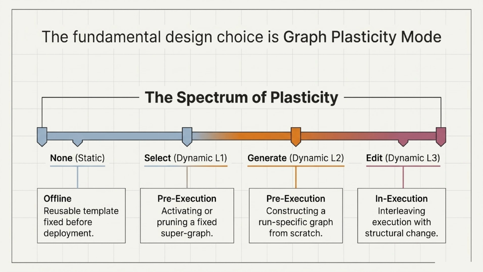This brings us to a fundamental design choice: graph plasticity mode. This represents the spectrum of how much your workflow structure can change at runtime. On the far left, we have none or static, where templates are fixed offline before deployment. Moving to the right, we introduce dynamic layers: select for activating or pruning a fixed supergraph, generate for constructing a bespoke graph from scratch, and finally edit for interleaving execution with structural changes on the fly.